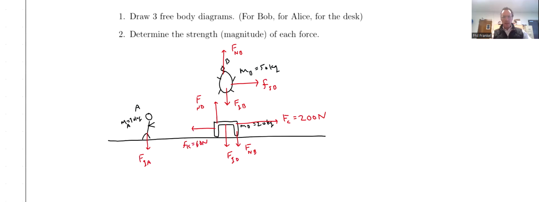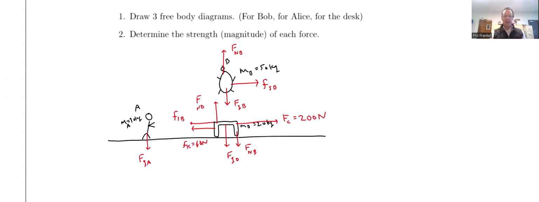Well, once again, we can think about Newton's third law. If the desk is exerting a static frictional force to the right on Bob, Bob must be exerting a static frictional force to the left on the desk, which I will call F static B, because again, it's the Newton's third law counterpart to a force we previously identified.